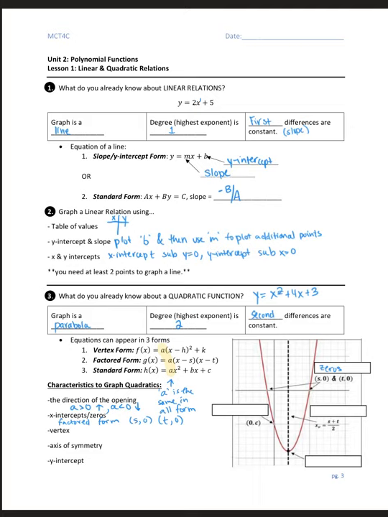Your vertex comes from vertex form of a quadratic. And that is found from your vertex form, (h, k). So we can identify that on our graph as well. So this is our vertex. Our vertex is the turning point of our graph. And it's either going to be a maximum or a minimum. So write that over here. Maximum or minimum.